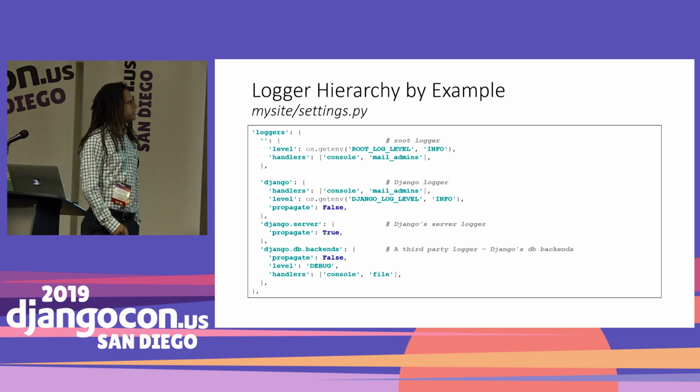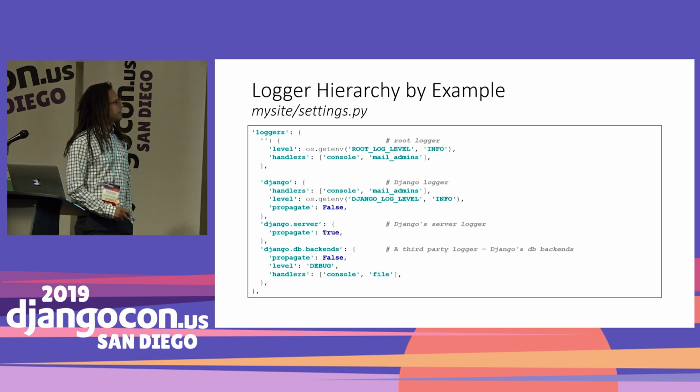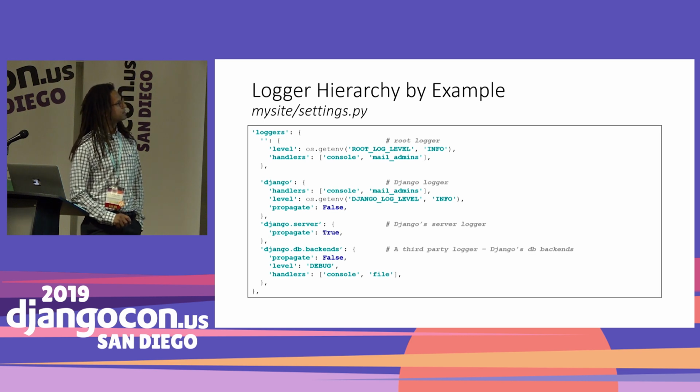Another interesting thing to see here is the propagate flag. When propagate is set to true, which it is by default, any message that goes to this logger will be propagated to the logger above it. If I hadn't set propagate to false on Django, the messages sent to the Django logger would also end up in the root logger. But because I like to configure the root logger and the Django logger separately so that I can have specific control over how Django's messages are output, separate from how the root logger's messages are output, I've set the propagate to false.